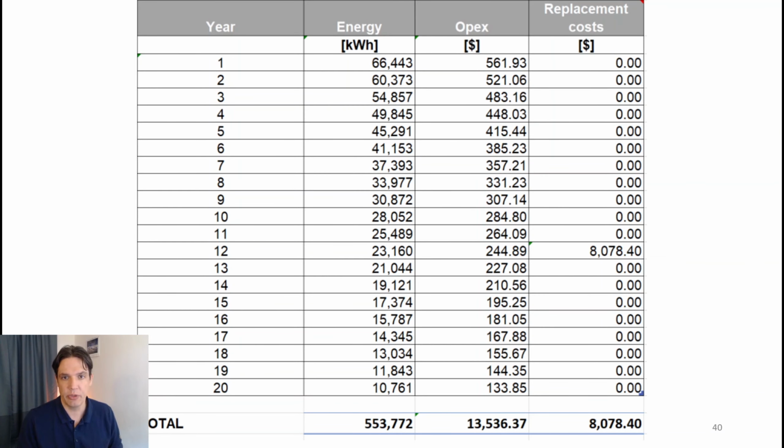Okay, if you type all these variables into our spreadsheet, it will calculate all the values over 20 years. So how much energy generation is expected each year, how much operational expenses is expected each year, and in year 12 we account for inverter replacement costs of $8,076. Also, for a system that includes batteries, battery replacement cost will also need to be taken into consideration. This gives us total energy production, total operating expenses, and total replacement costs.